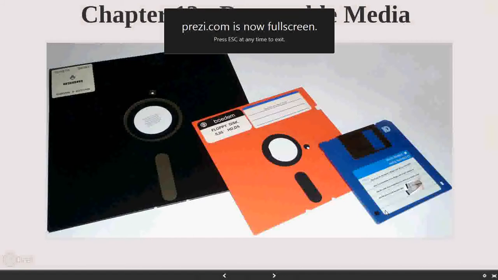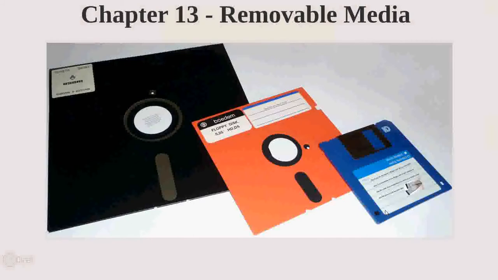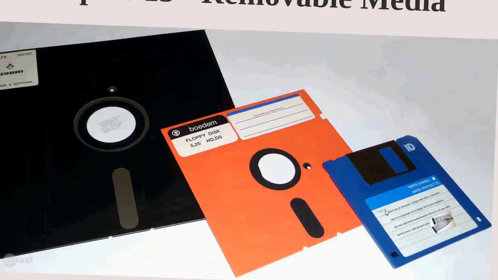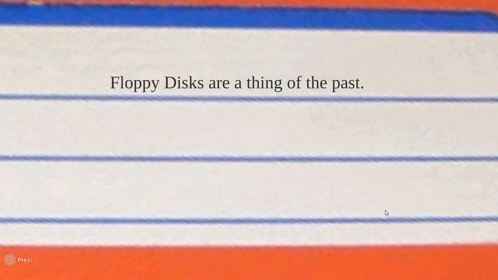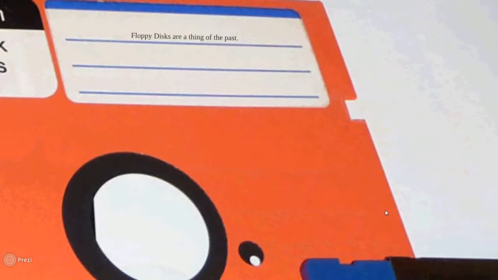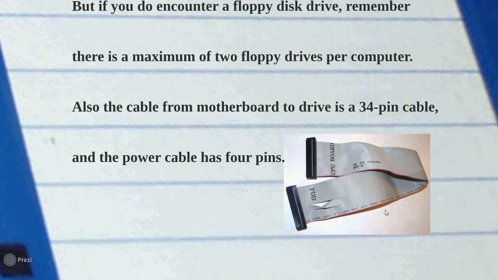Welcome to Chapter 13 on removable media. You notice the floppy drives on the opening screen. Floppy disks are currently a thing of the past. However, if you encounter a floppy disk drive, remember there is a maximum of 2 floppy drives per computer. Also, the cable from the motherboard to the drive is a 34-pin cable. The power cable has 4 pins.